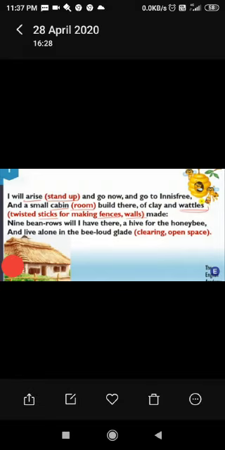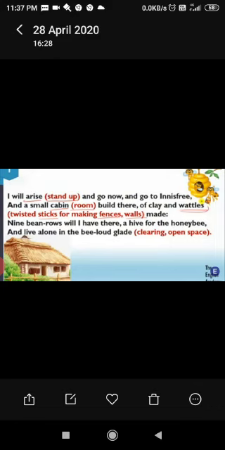What else will he require there for eating? He further says, a hive for the honeybee. He will get honey from the honeybee hive. And in the last line of the stanza, he says, and live alone in the bee loud glade.